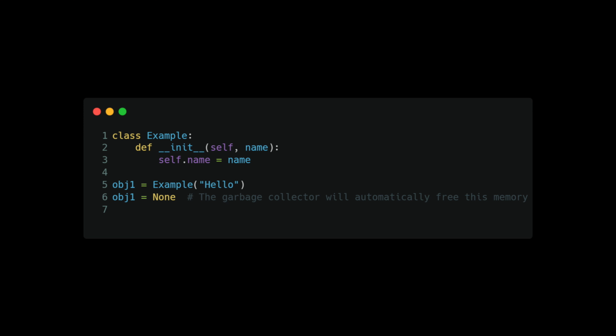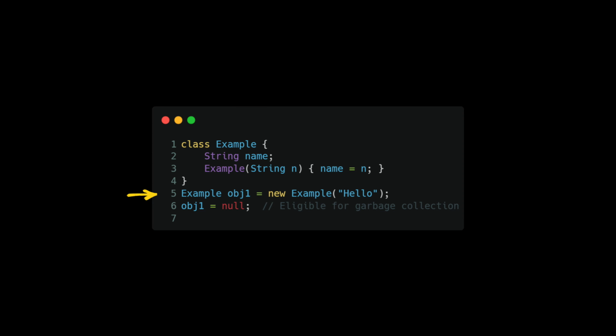Here is an example. Suppose we have a Python class like this. We create an object out of the class Example, then we assign None to the object. As soon as the garbage collector sees this assignment, it frees up the resources from this object. This happens automatically and you don't need to worry about it. Another example is from Java. The same example shows that the object is created from class Example, and after it's assigned null, the garbage collector will automatically free the memory from this allocation.